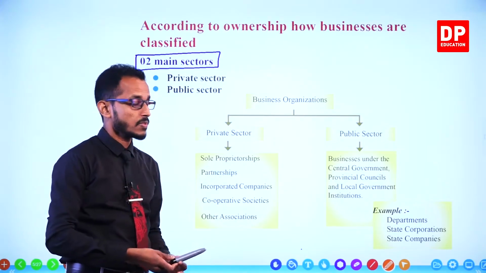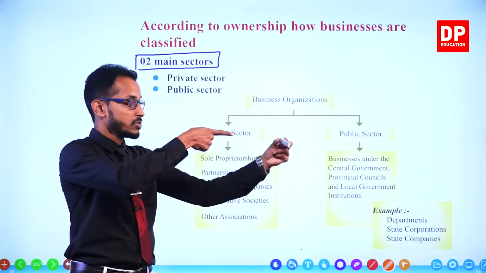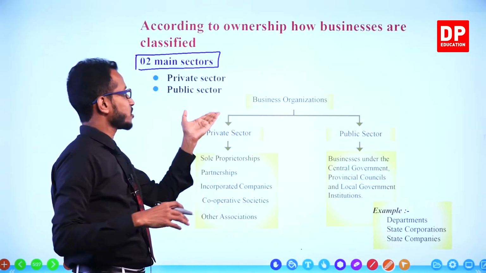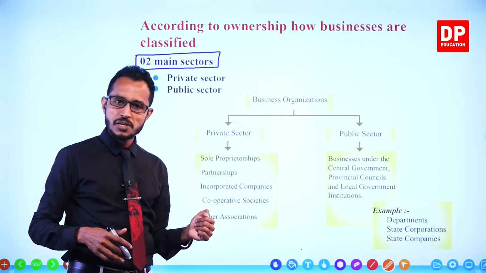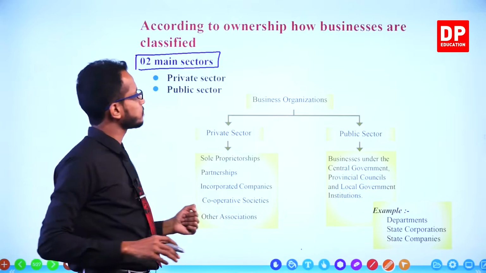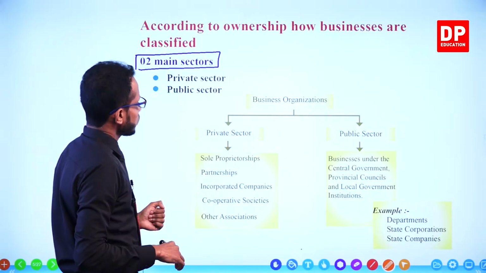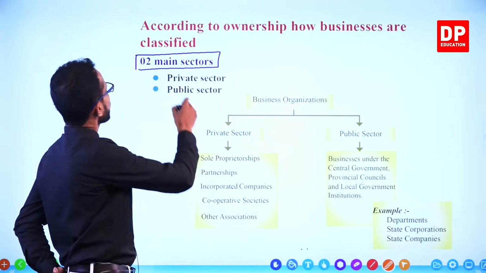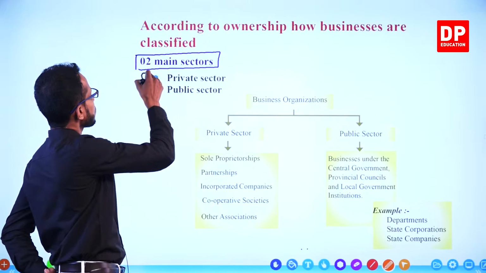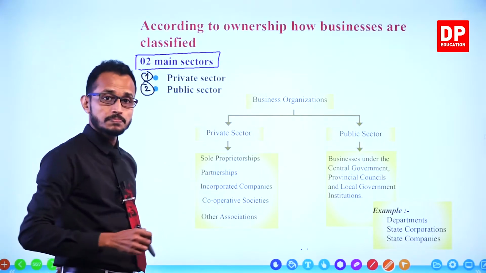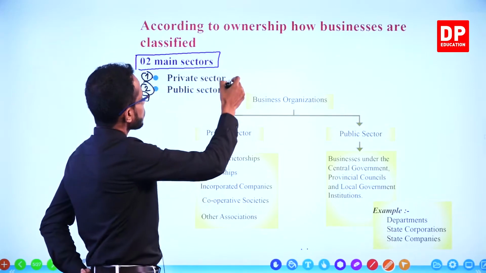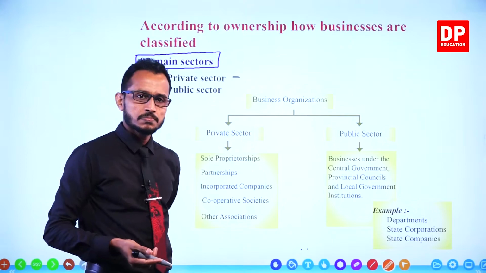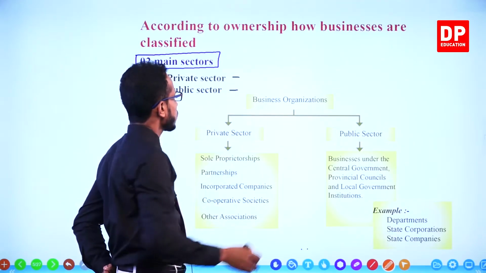Remember, we can't divide business organizations using ink like we divided pens in the world. We divide business organizations first looking at the ownership. Owners. Right, these are the two main sectors, children, or two main groups. Private sector, public sector. Let's first take private sector. Then we'll take public sector.